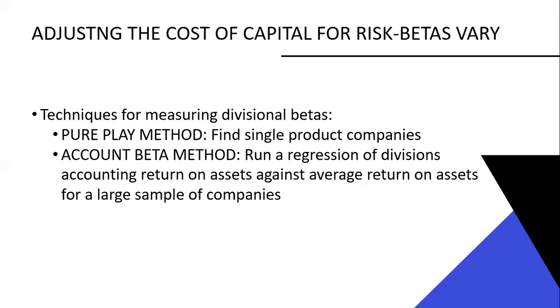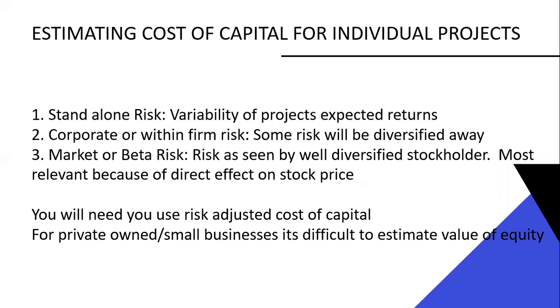Another method is the accounting beta method. Here you run a regression of the division's accounting return on assets against the average return on assets for a large sample of companies. So you're trying to use regression to figure out the divisional beta.